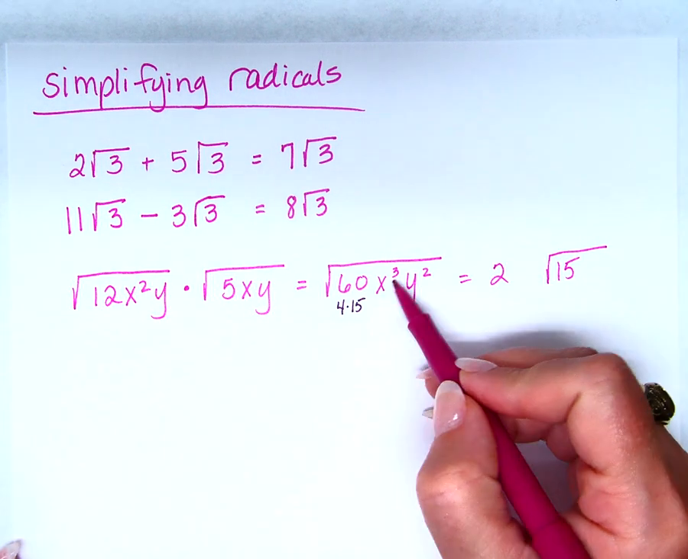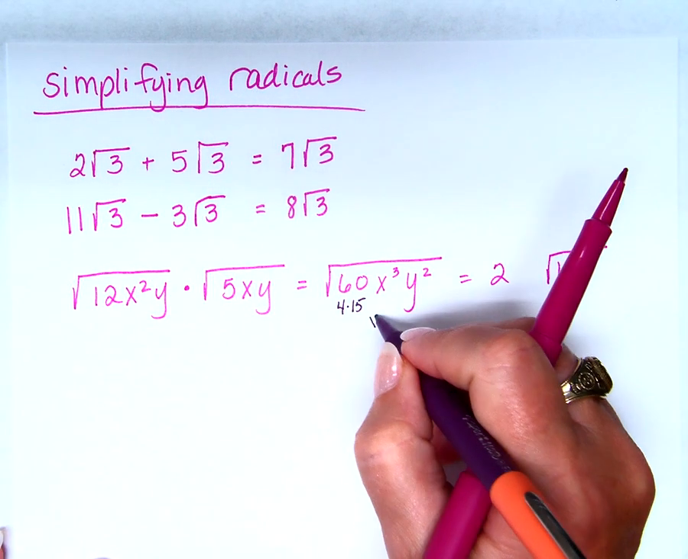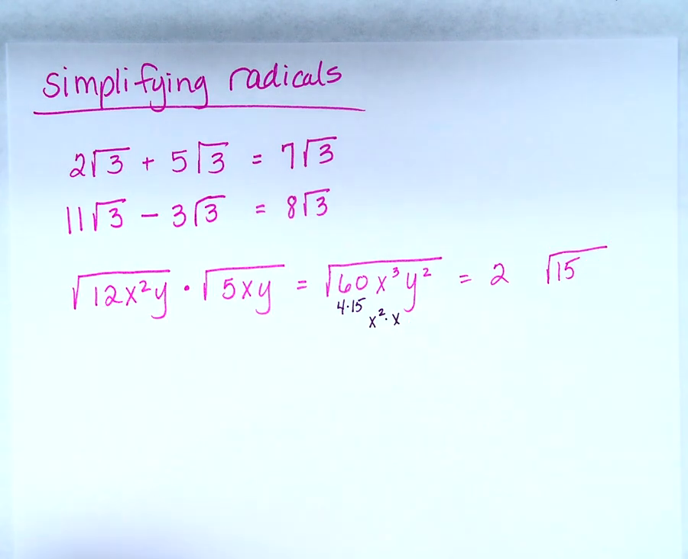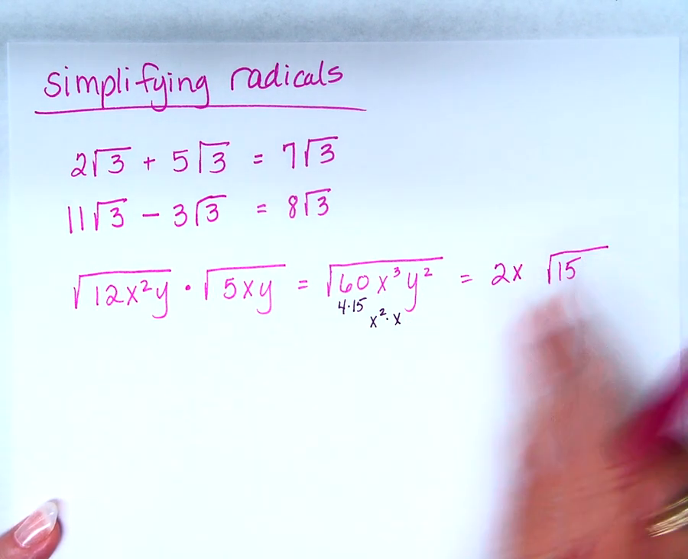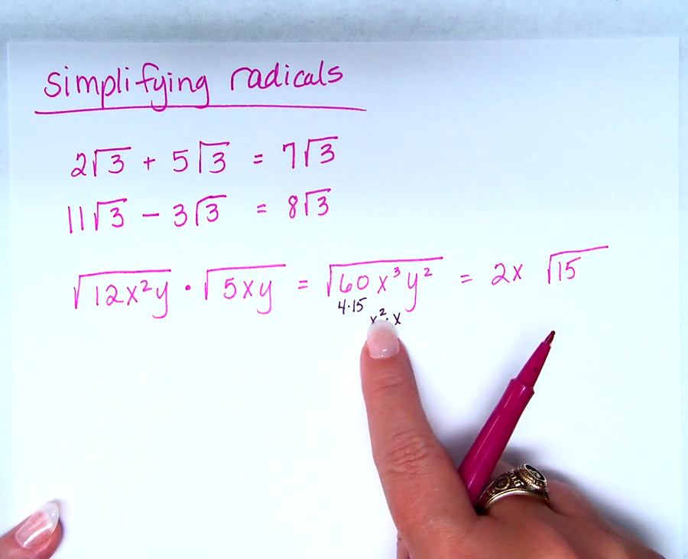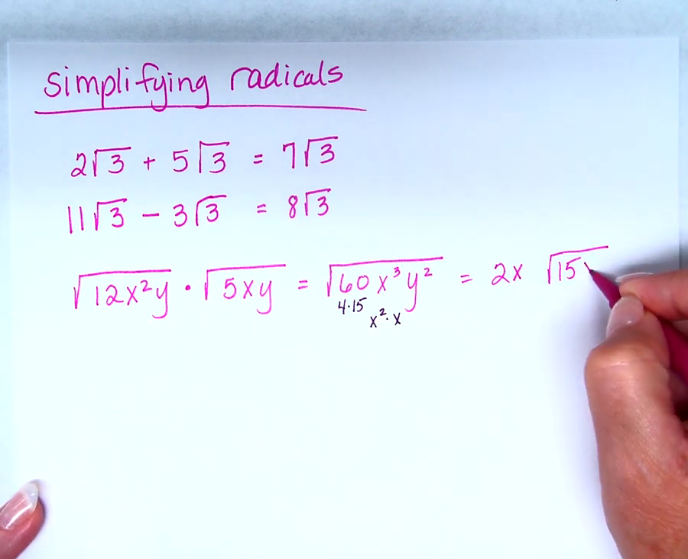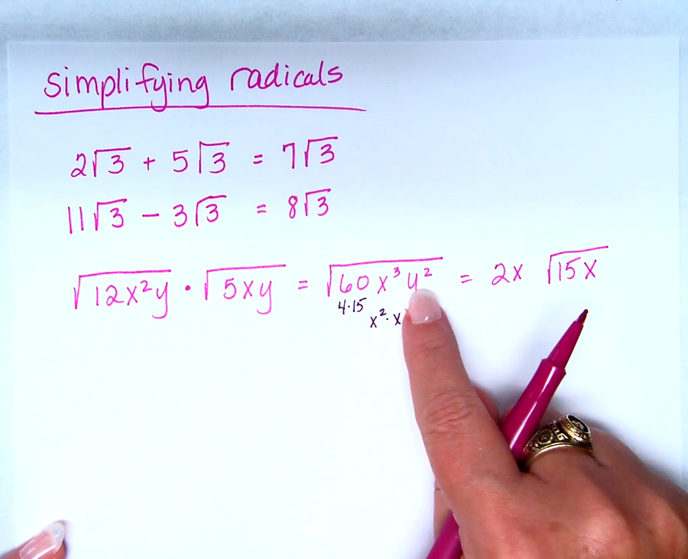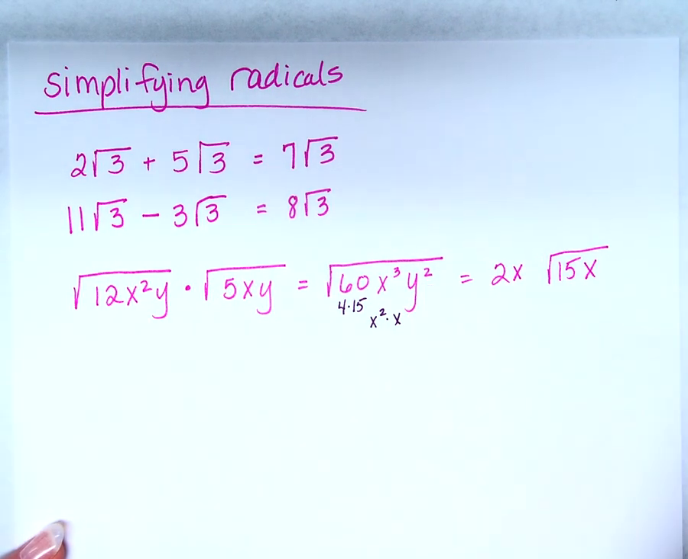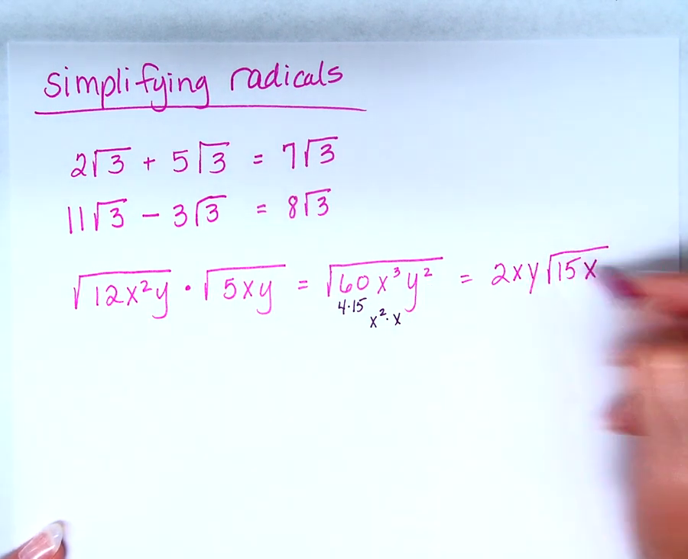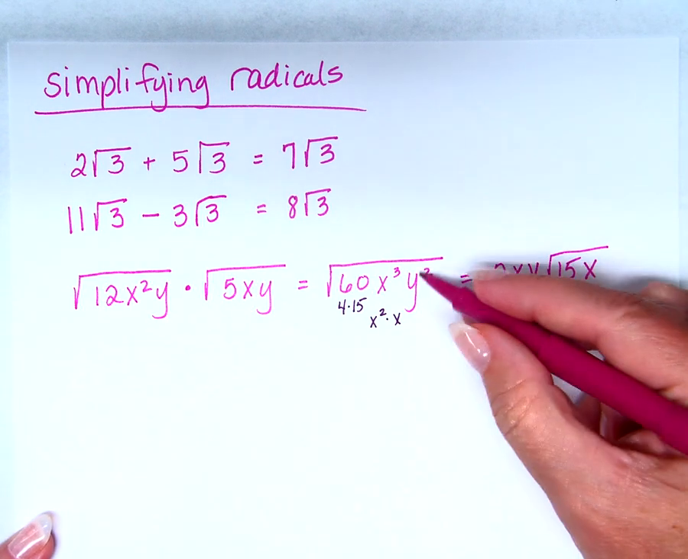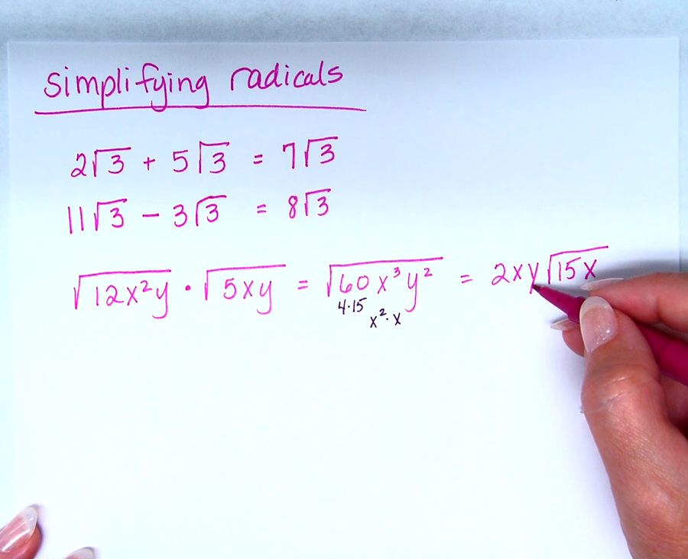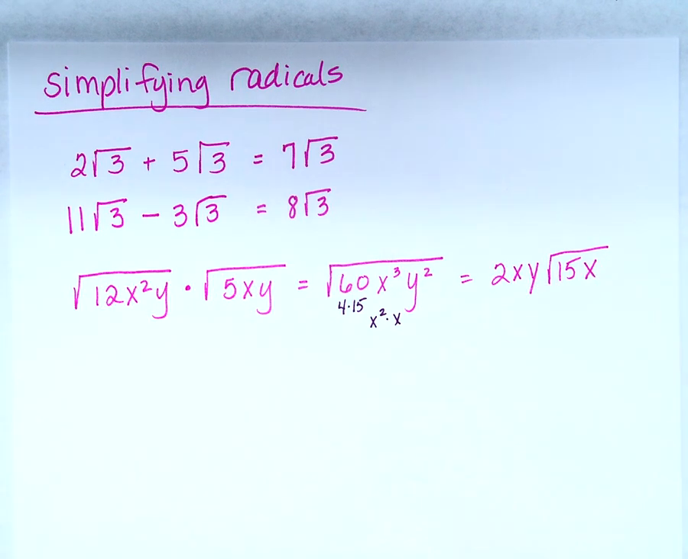Okay, what about x to the third? What do I do with that? X squared times x. So what comes out? Just x, right? Because that's the square root of x squared. And what stays in? X. What do I do with y squared? What comes out? What stays in? Does anything stay in? If I took the square root of y squared, I got y. Is there anything left that stays in? Not this time, right? Okay, so that's just our answer. Does that make sense?